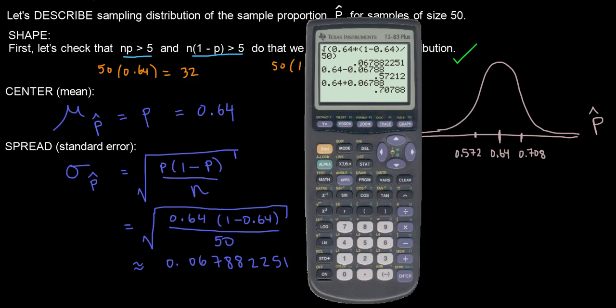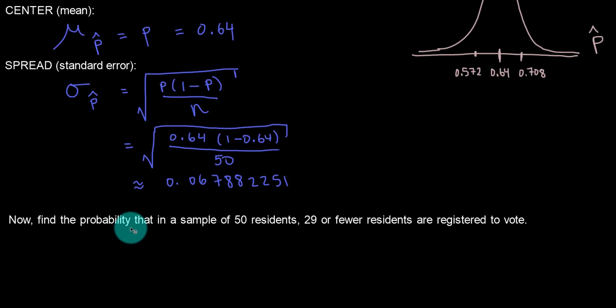Now let's go and compute a probability. I have a question here. Find the probability that in a sample of 50 residents, 29 or fewer are registered to vote.